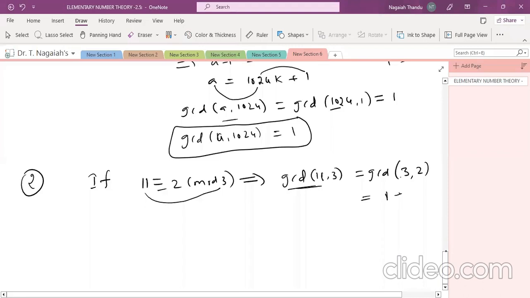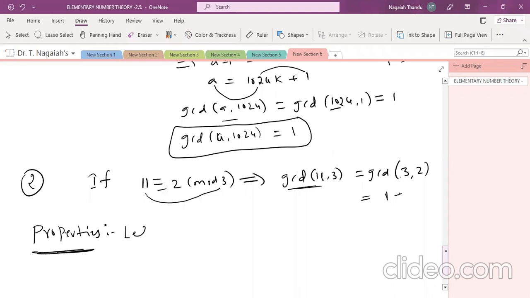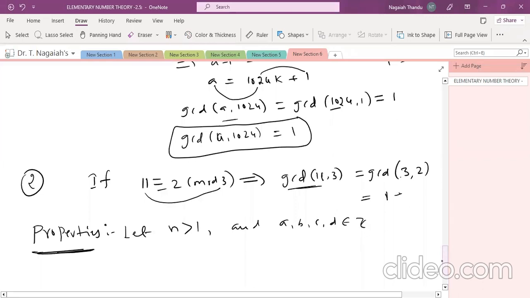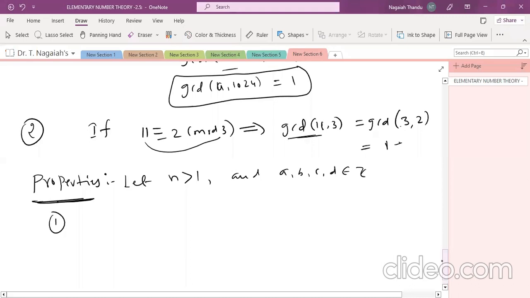Now I'm giving some properties of this one. These are the most important properties in congruence relation. Direct questions keep coming on these. Let my number n be greater than 1, and a, b, c, d are integers. Now the first property: as I said earlier, congruence relation is an equivalence relation.